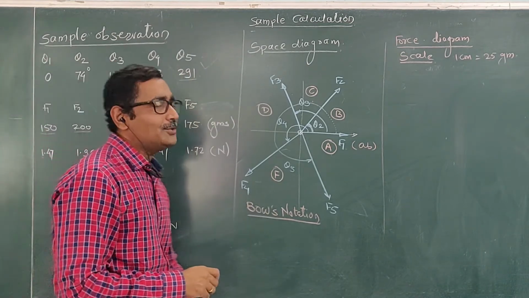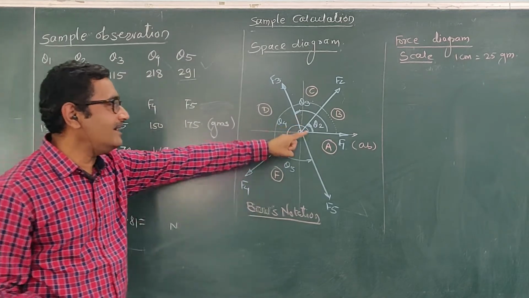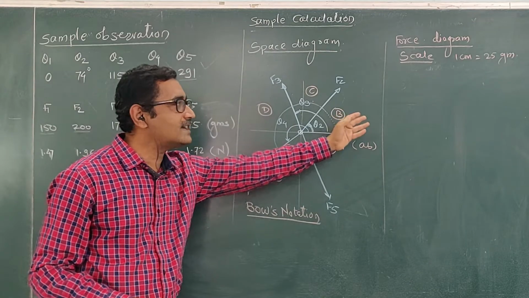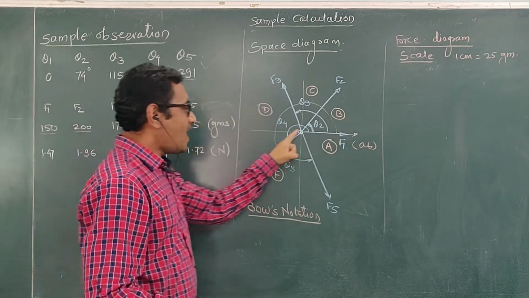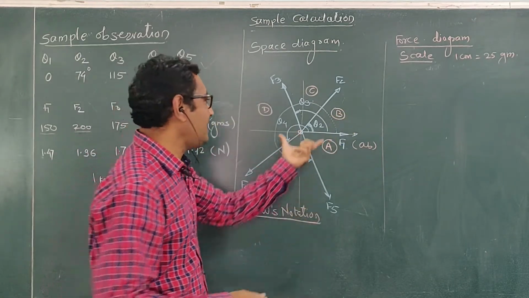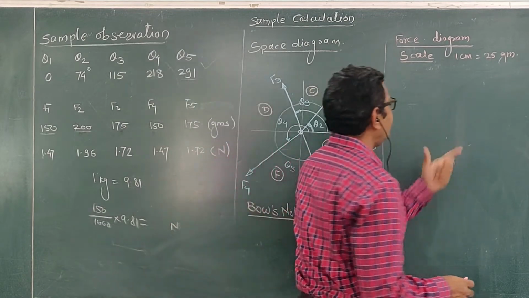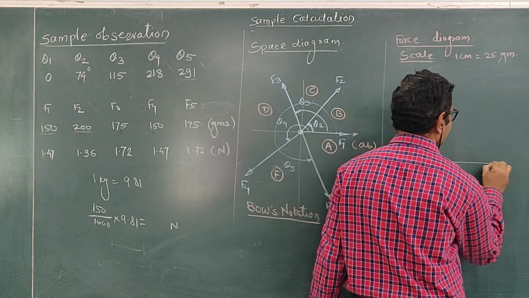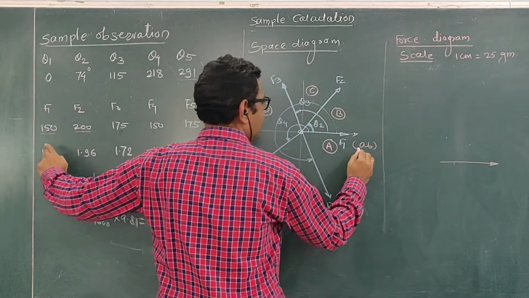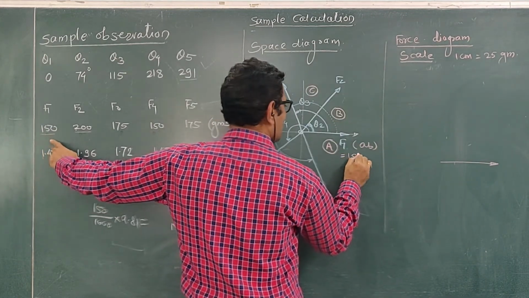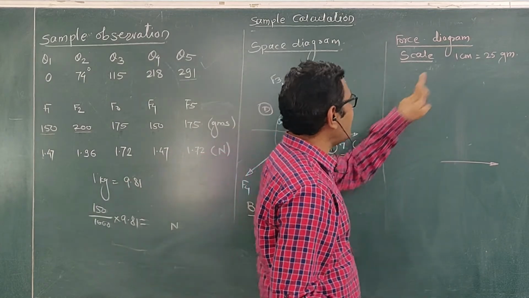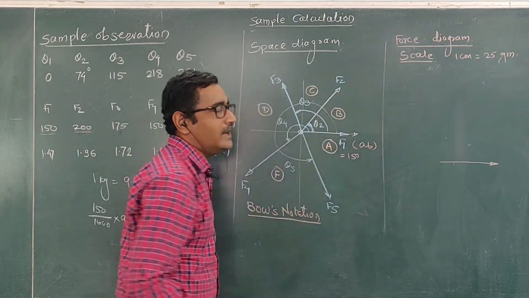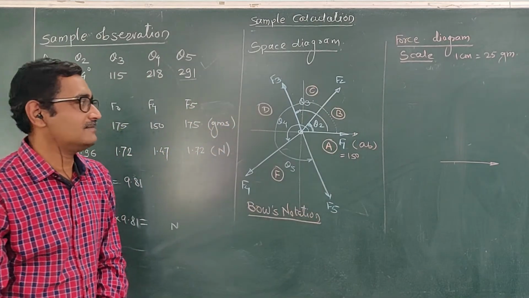So in the force diagram, you have to represent the magnitude of these forces graphically. How to represent this force F1 graphically? I told you that to represent the force F1, draw a line parallel to the line of action of this force F1. Now how much is this force F1? It is 150 gram. To represent 150 gram according to this scale, how much length is required? 150 divided by 25, so I require 6 centimeter.